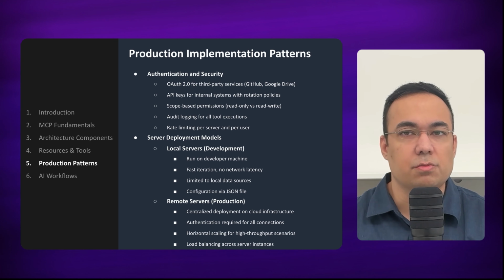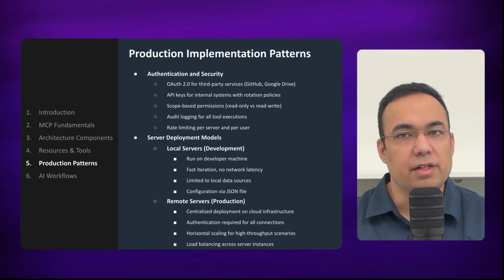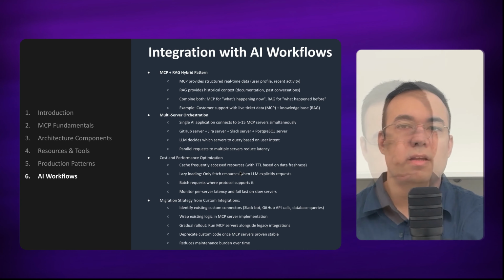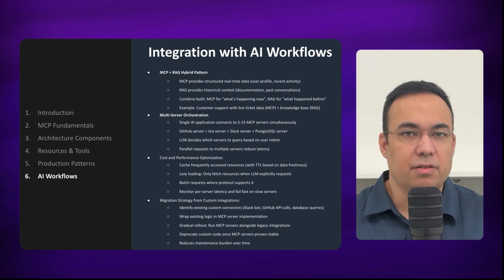Where possible, you should implement fallback to alternative data sources. If a primary database is slow, you should serve slightly stale data from the cache. Fallbacks keep your system functional when individual components fail. Now let's talk about integrating MCP with existing AI workflows.